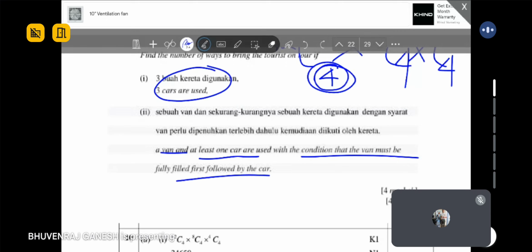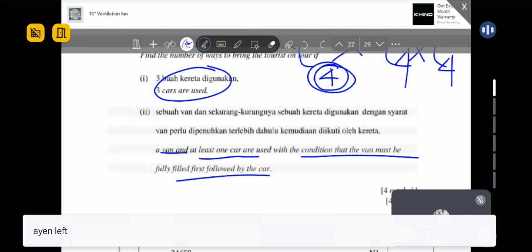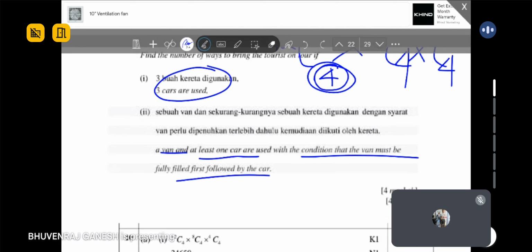Alright, so just try lah. Okay, kamu kena paksa minda lah untuk bayangkan situasi dia.